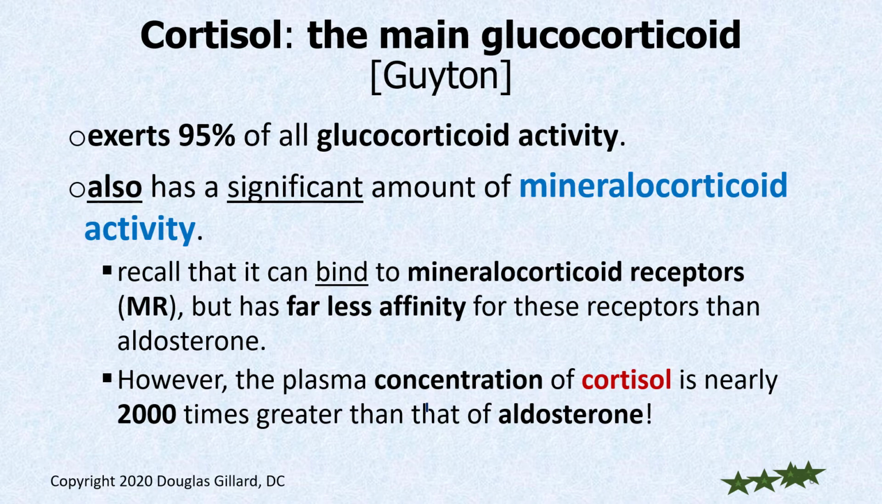Cortisol exerts 95% of all glucocorticoid activities, and we said it does have a significant mineralocorticoid effect because, again, it can bind to the MR receptors. MR receptors are called mineralocorticoid receptors. The affinity for them isn't the greatest. However, the normal plasma concentration of cortisol is about 2,000 times greater. So even though it doesn't bind as well to the MR receptors, it can still bind.